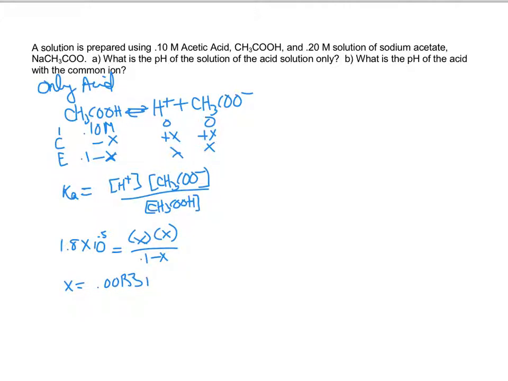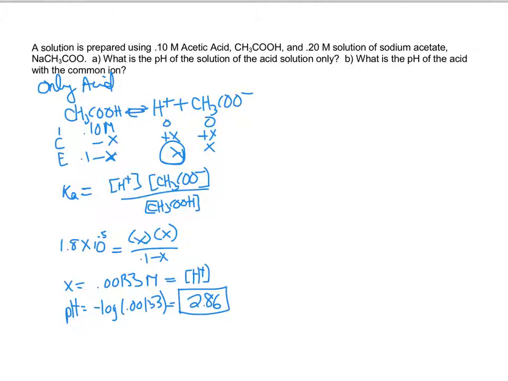Those are threes there. Kind of hard to read. Our X here is our H plus concentration. And so if I wanted the pH, I would just take negative log of that. And so that ends up being 2.86, which makes sense. It's a weak acid, so it should be pretty acidic.